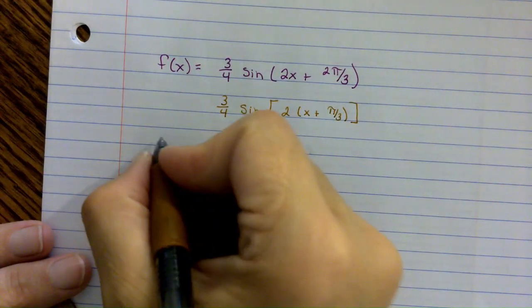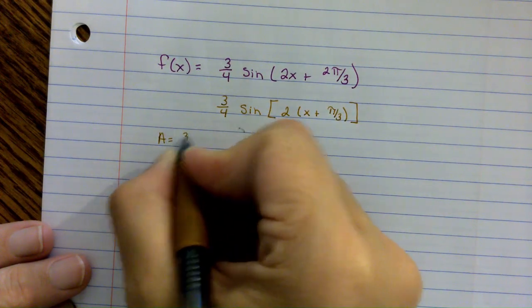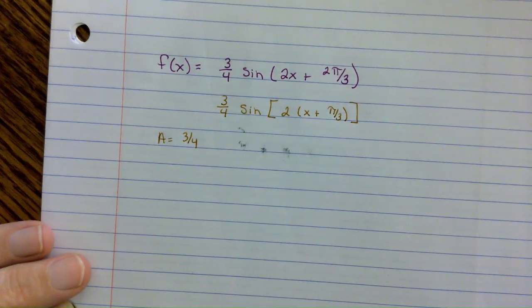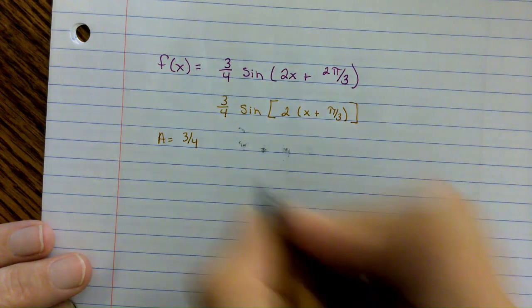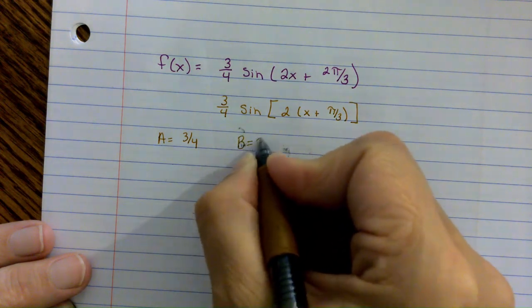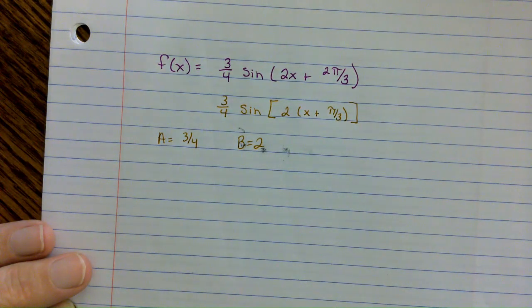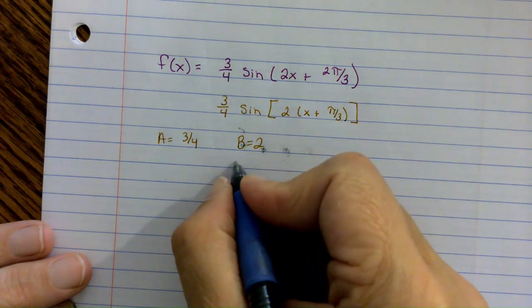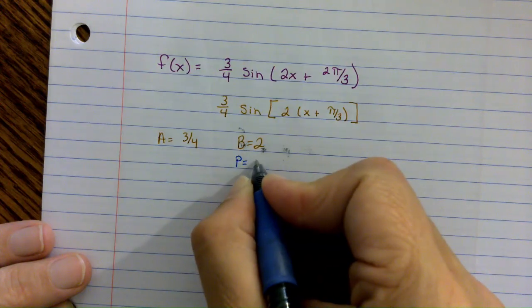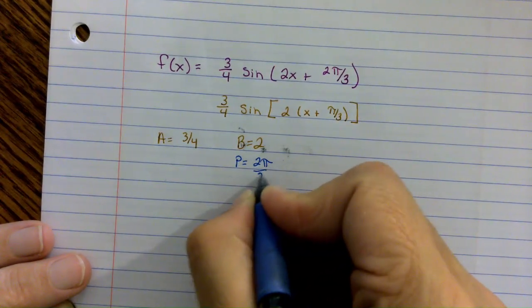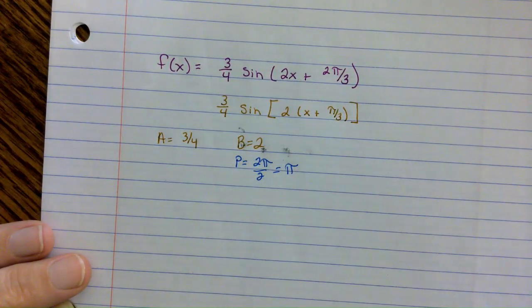And so A is 3/4. That means we're going to go up 3/4, down 3/4, up 3/4, down 3/4. That's all that's going to mean. So it's really not going up and down much. Our B value is 2, so it's going to repeat twice as fast. So our period is going to equal 2 pi divided by 2. Ooh, it's going to repeat every pi.